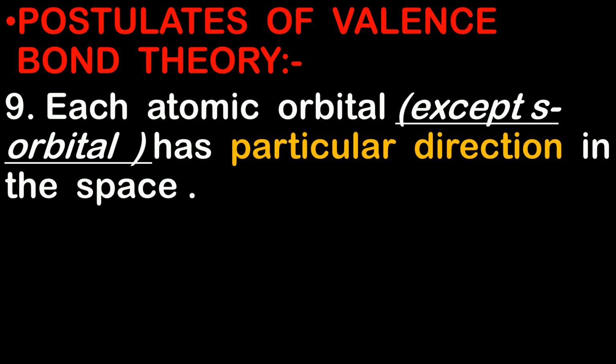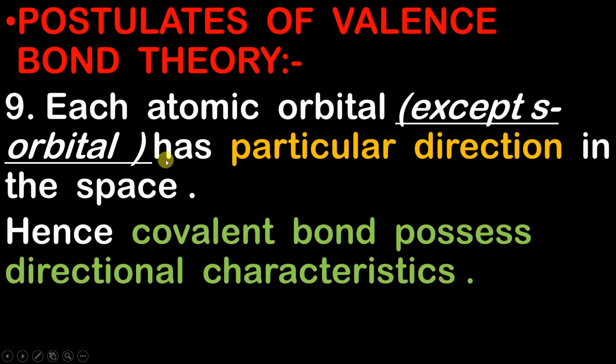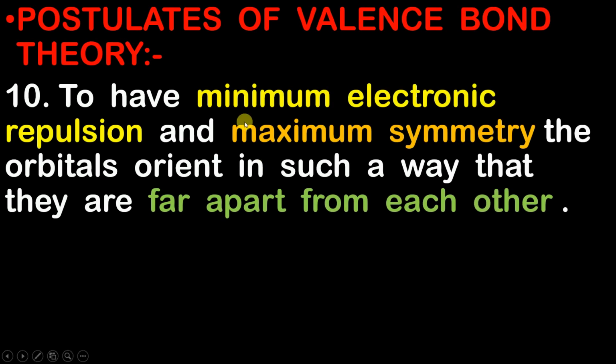If you observe the shapes of the p, d and f orbitals, you will get to know that they have a particular direction in space. Due to this, the covalent bond also possesses directional characteristics. How does the covalent bond get the directional characteristics? With that we will understand ahead. Don't worry about this. Now moving on with the last postulate, to have a minimum electronic repulsion and maximum symmetry.